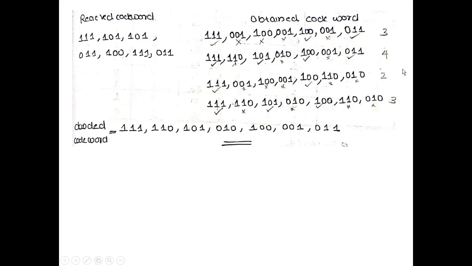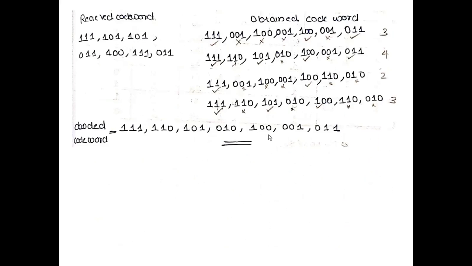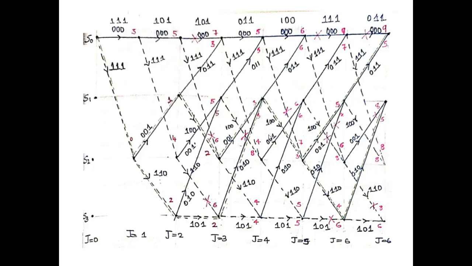So from this we can see that the maximum, the least error is this one with 4 corrections. We have 4 combinations correct here, so that has the least error. So we will take that as the decoded code word. So 1 1 1, 1 1 0, 1 0 1, 0 1 0, 1 0 0, 0 0 1, 0 1 1 we will consider as the decoded code word. So from this we can decode the message. So we can see 1 1 1, then 1 1 0, then 1 0 1, then 0 1 0, then 1 0 0, 0 0 1, then 0 1 1.